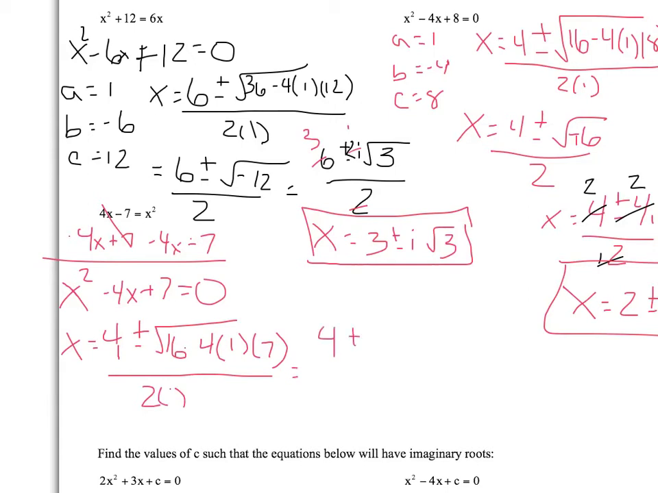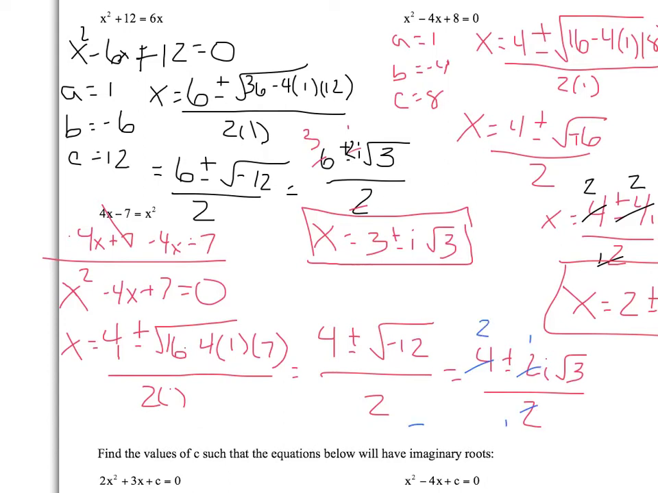So we'll have 4 plus or minus the square root. And if you do 16 minus 4 times 1 times 7, you get negative 12, which is the same as we had above. So we already know that that simplifies to 2i radical 3. Finally, we look to see if something goes into 4, 2, and 2, and it does. 2 does. Final answer is going to be 2 plus or minus i radical 3. That's the main idea of today.